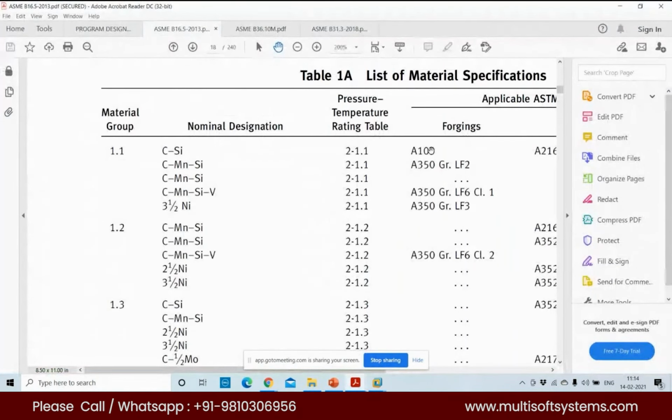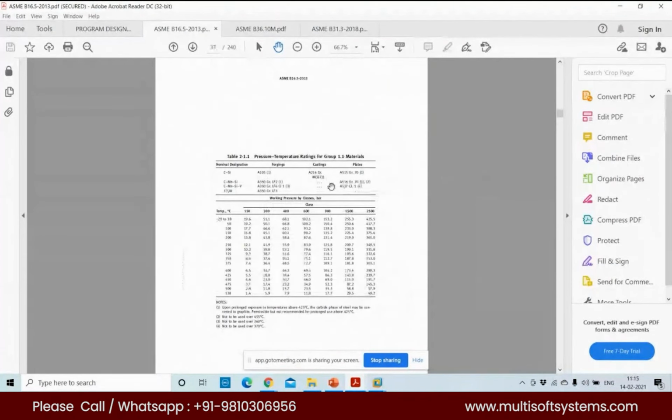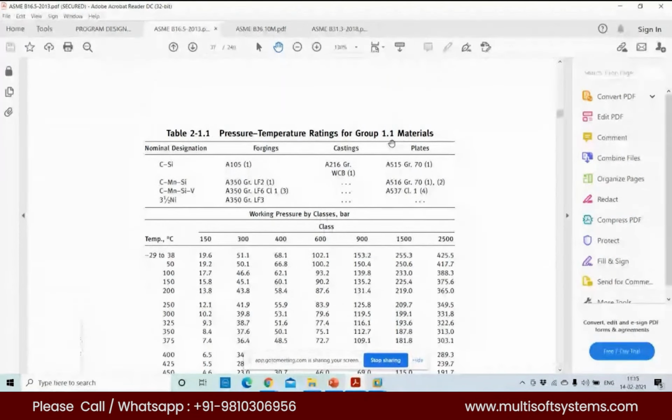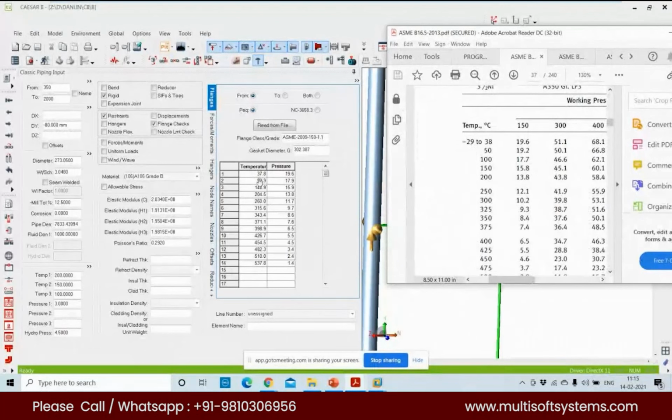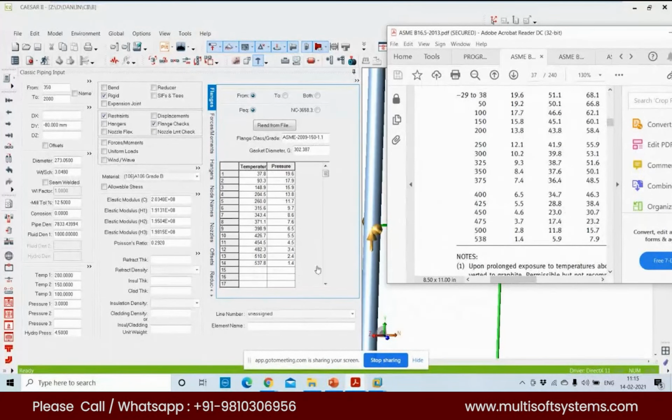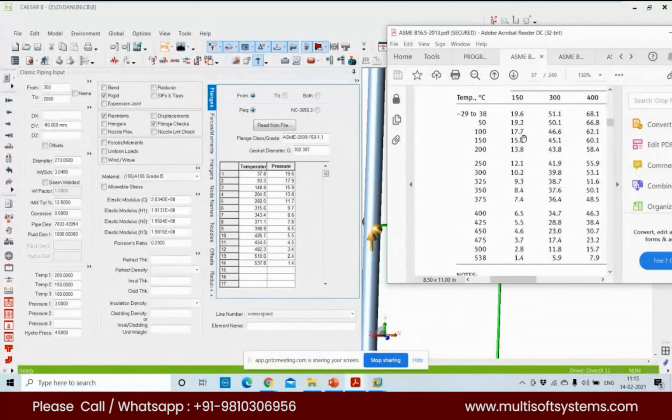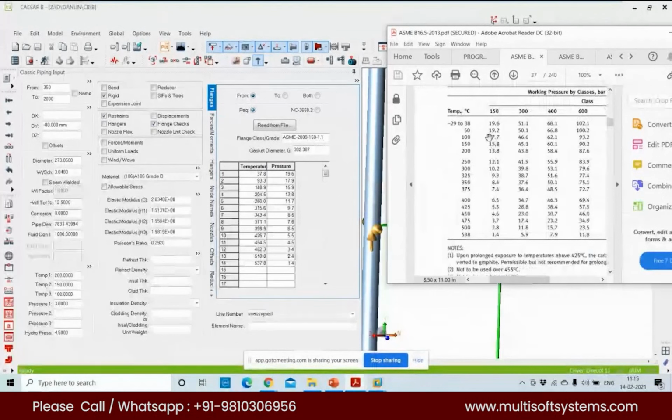If you see, compare this code book, this is the 1 is to 1 grouping for the A105 flange. What is the temperature and the pressure rating? So for the 150 rating, for this temperature, these are the details. Most probably it will be the same. For 38, it was 19.6 that was showing here. So likewise, up to 538, what is the pressure? What is this pressure temperature rating? So these details are shown here.